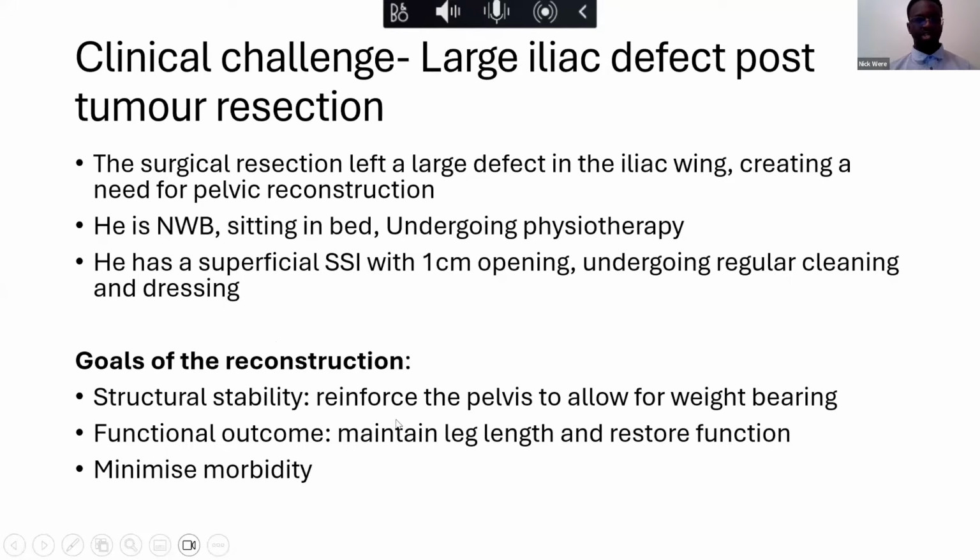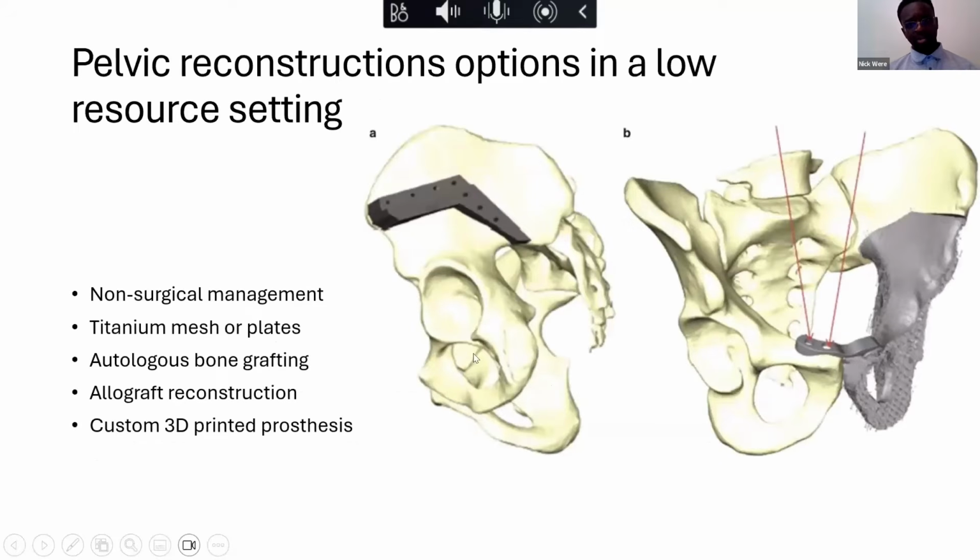So that has slowed his management. Also, the goals of reconstruction are for structural stability, to reinforce the pelvis, to allow weight bearing, which we haven't achieved yet. Functional outcome, to maintain the leg length and hip function. So just looking at the options in our setting, we could do it non-surgically. We could use the titanium mesh with bone graft. We currently don't have allograft available in our setting, so we mainly have to depend on the autologous bone grafts.